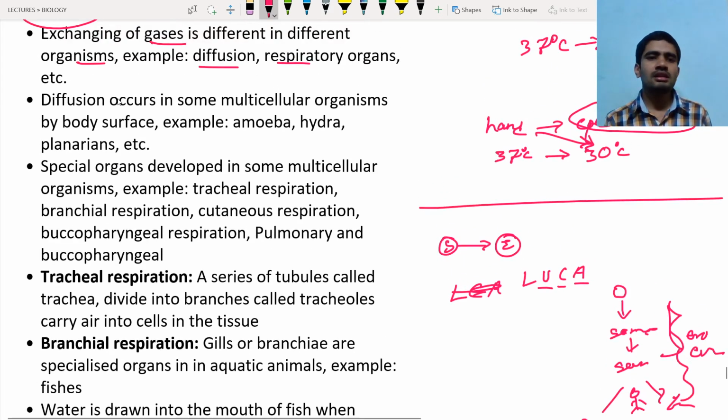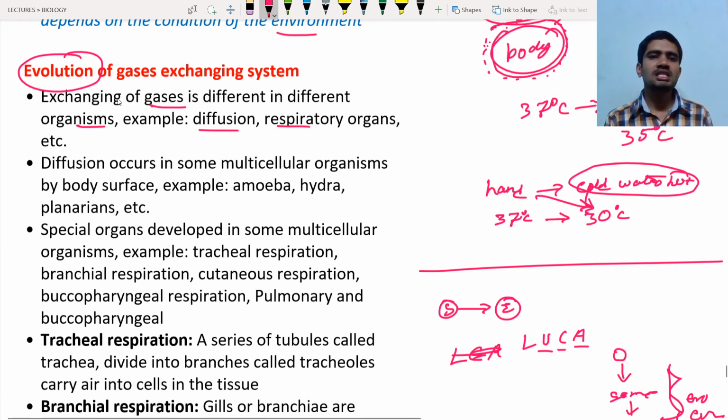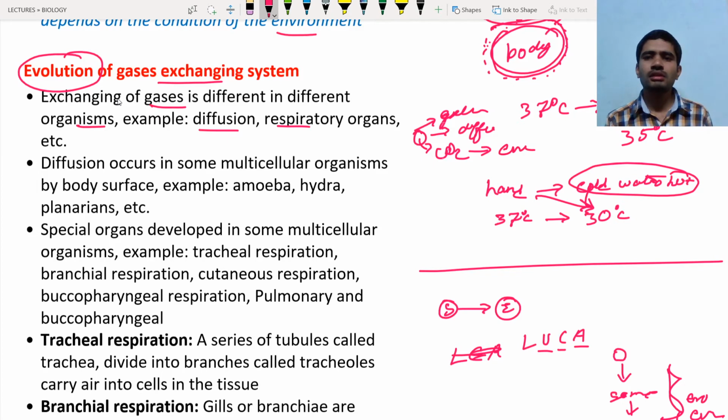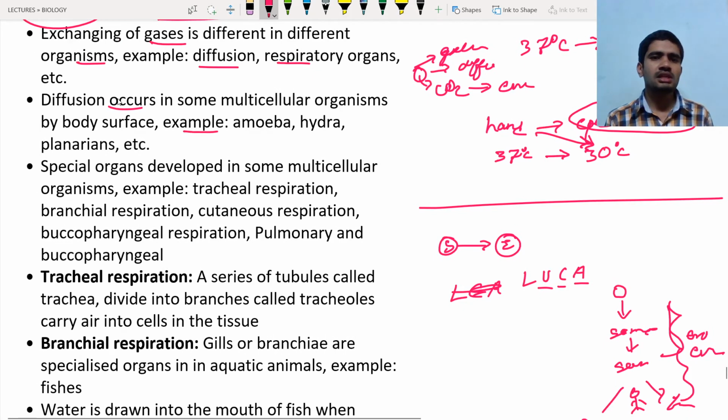Now we are discussing how evolution changes the gas exchanging system. Previously, if you take the amoeba, in the amoeba there is simple diffusion. Whatever gases are produced in the amoeba will be exchanged into the environment, meaning carbon dioxide will be exchanged into the environment. Next, diffusion also occurs in some multicellular organisms through body surfaces, for example amoeba, hydra, planarians, etc. These organisms perform a simple process known as diffusion. With the help of diffusion only, they exchange gases like carbon dioxide and oxygen.